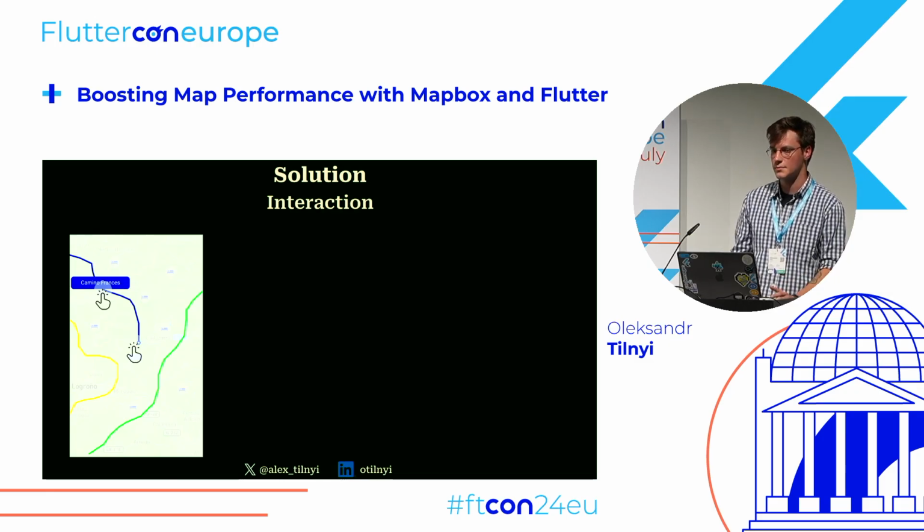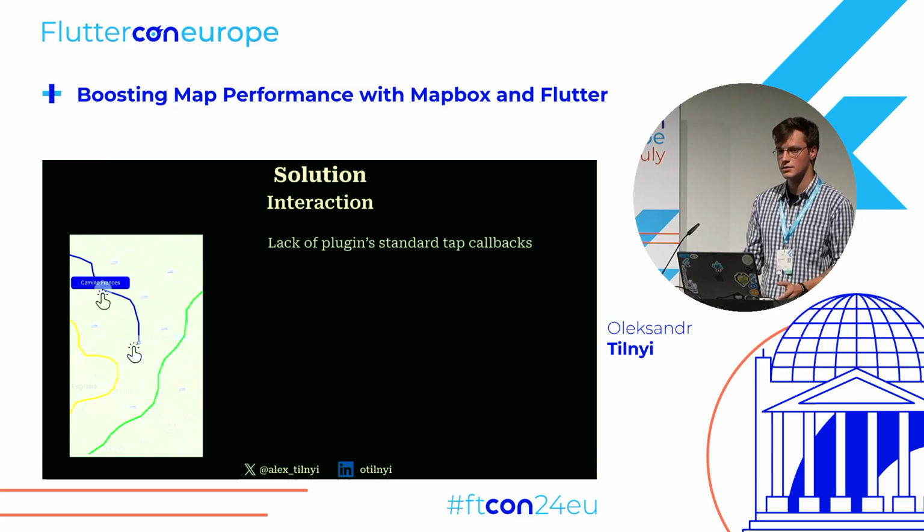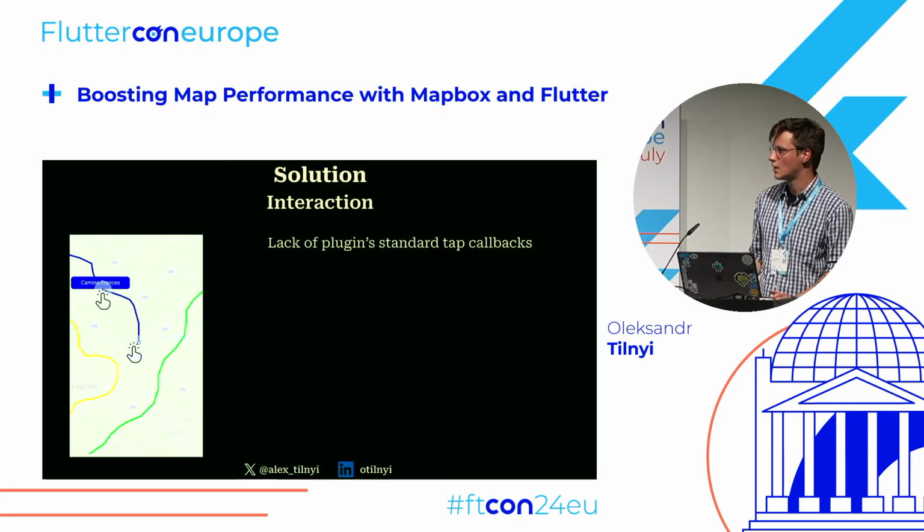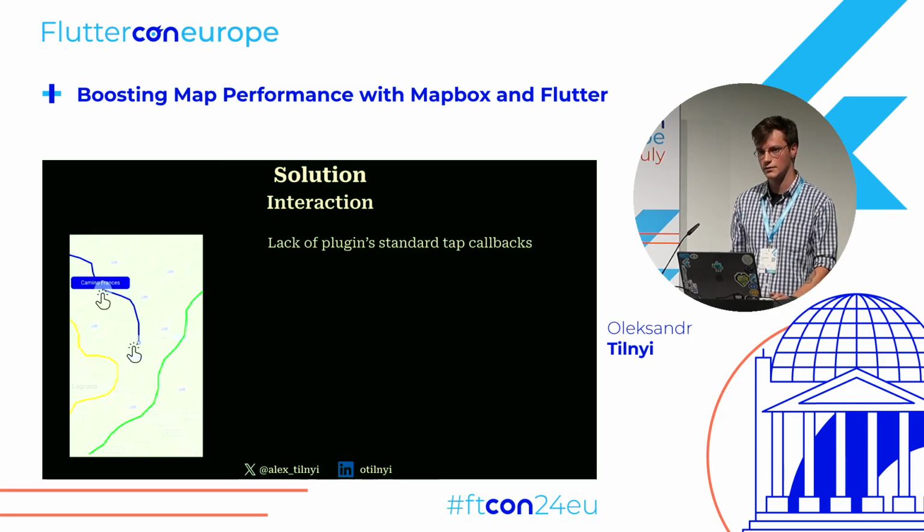You need to discover something. You want to select a trail you want to hike, a POI, a camping, anything. And for that, previously, we've used standard exposed callbacks for tapping on some features. So if we were tapping on the line, the Mapbox SDK said that, hey, you tapped on that line.